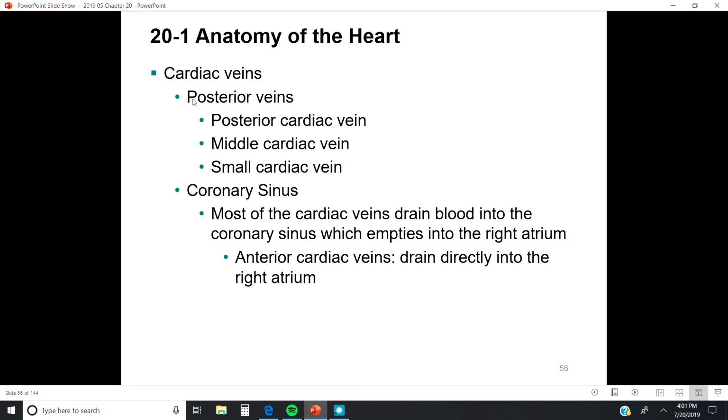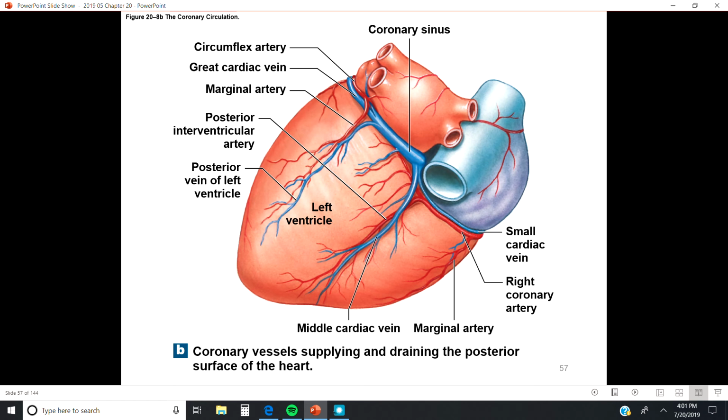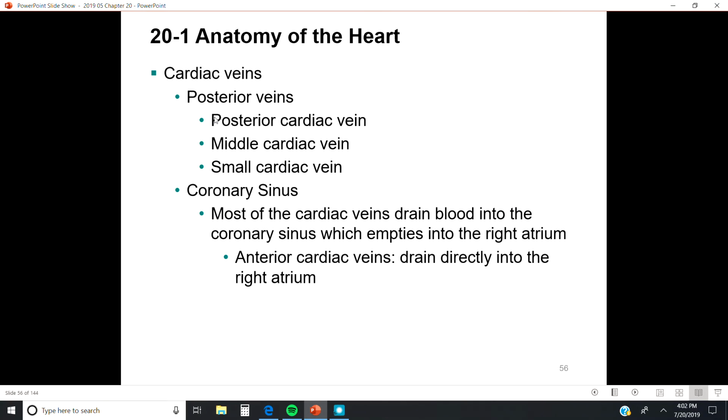Now the veins on the back of the heart we're going to call the posterior veins. So let me turn this around for a minute. When we look at it from the back, I always have my students remember PMS. This blood vessel here is the posterior cardiac vein. This is the middle cardiac vein, and then that small cardiac vein that we saw in the front is also in the back. So we can remember PMS. Okay, posterior, middle, and small cardiac vein.